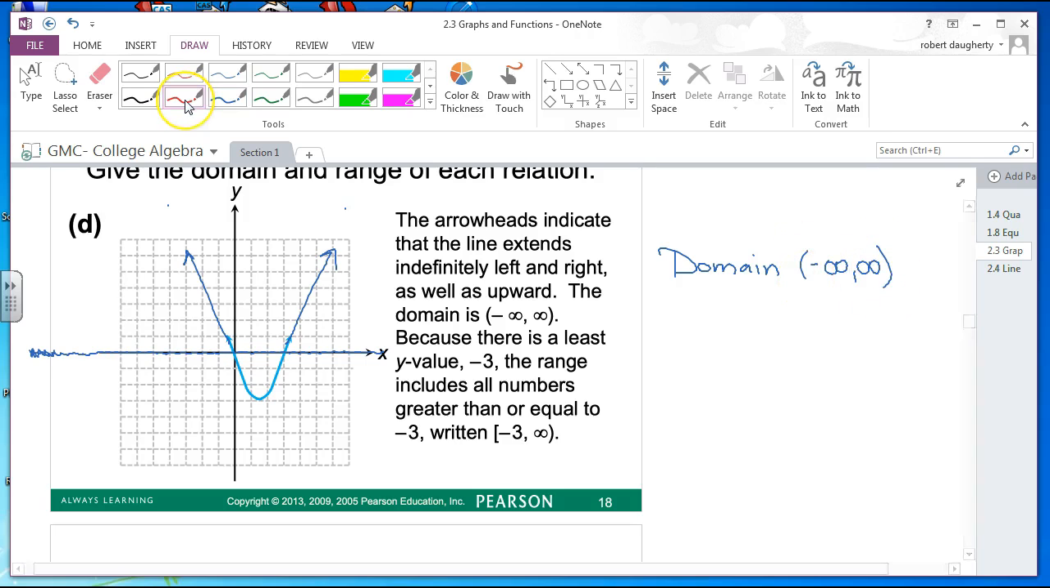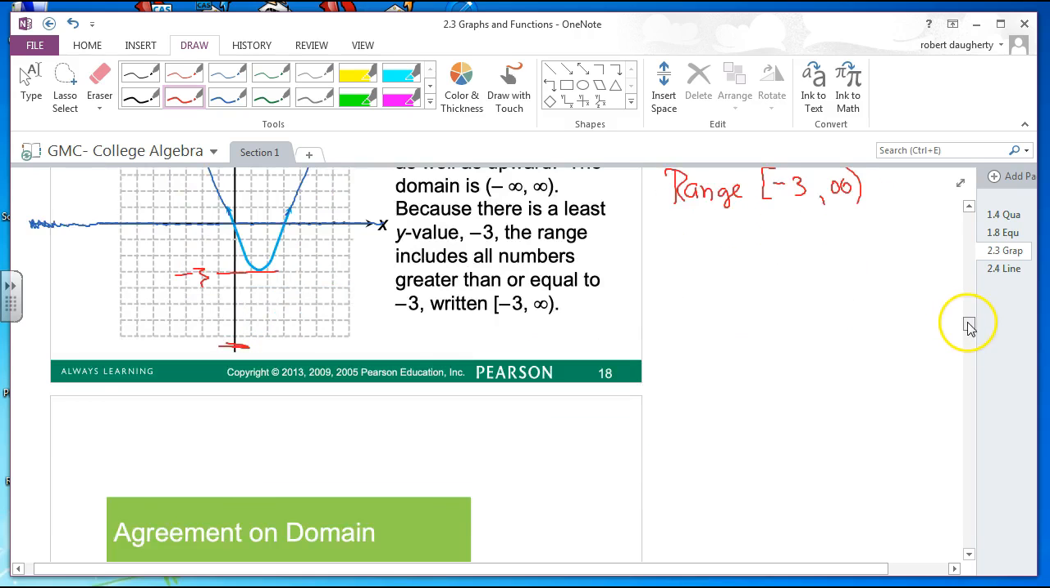Range, that is the only time I go to the y-axis for an interval. This graph has no y values down here. So it looks like I do not see any y values until I get right there. That point is -3. That's my first y value. And it's going to keep on going up forever. So it looks like my range is going to be from -3, including -3, all the way to infinity.